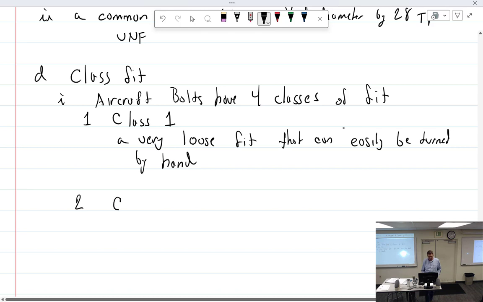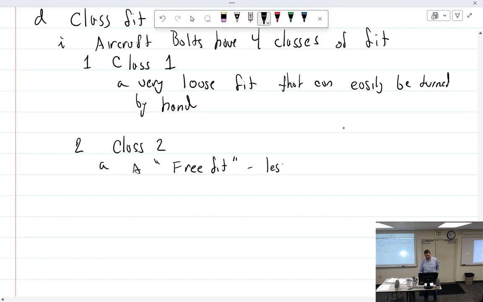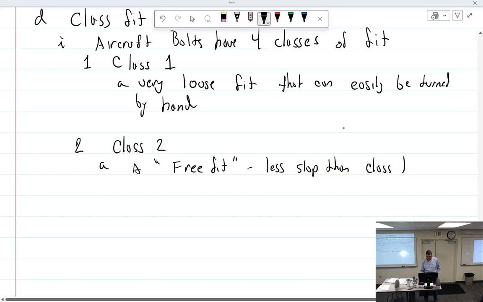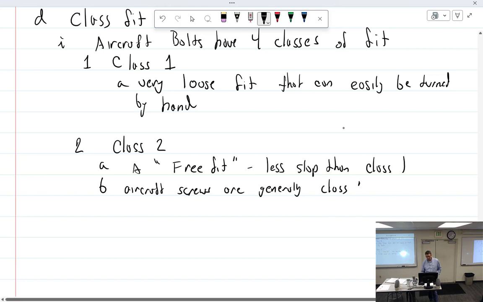Then class two. I'm just going to copy what it is. It is a quote, free fit. And what the hell does that mean? Well, it's less slop than the number one. Aircraft screws, not bolts, screws. Screws are generally class 2.